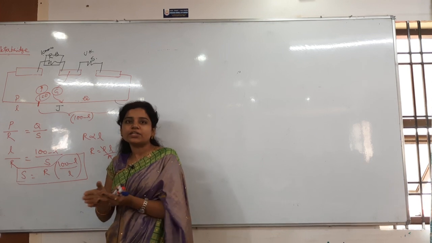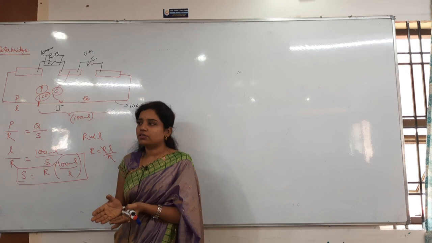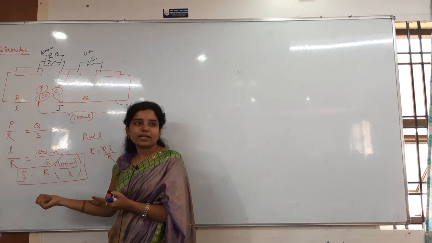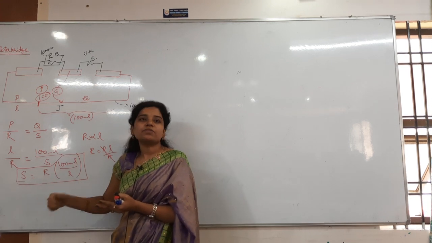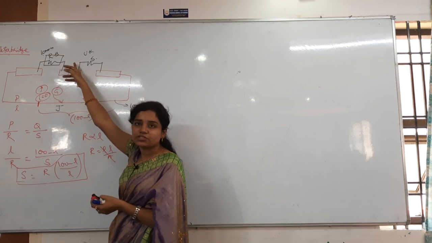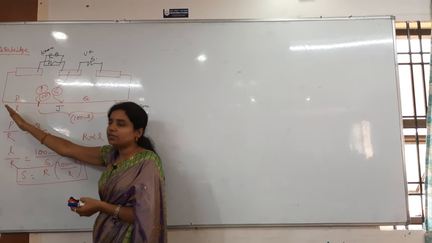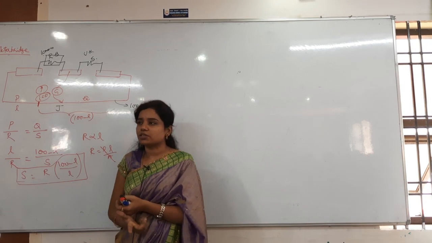At 70% of the length, the bridge is balanced. At that time you have to take 70 by 100 of L as the balancing length, and then find the answer. One more condition is that they might connect some of the resistors in shunt, meaning parallel to either S or R, and then you have to find the remaining values. So this many problem possibilities are there.